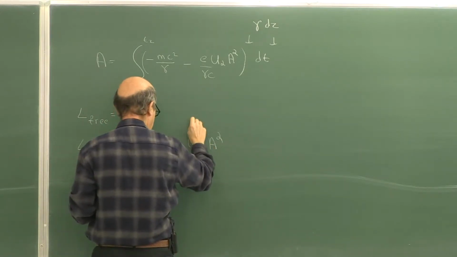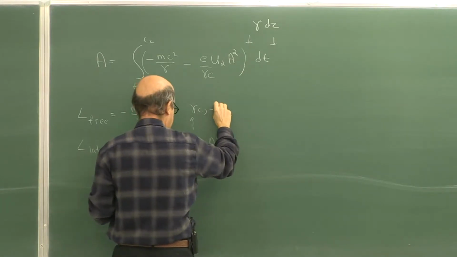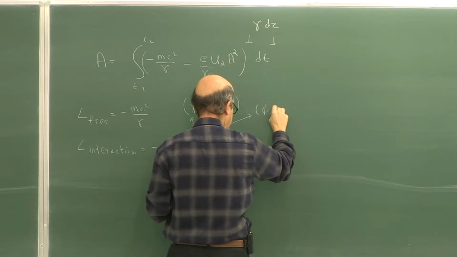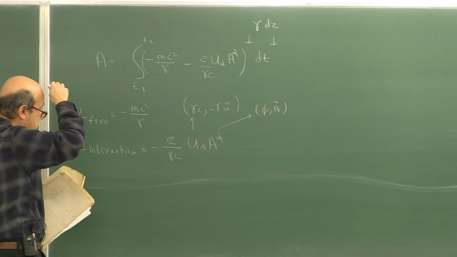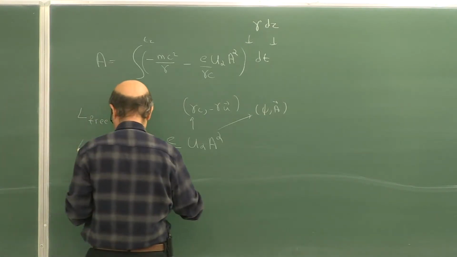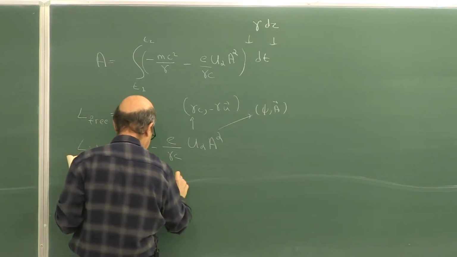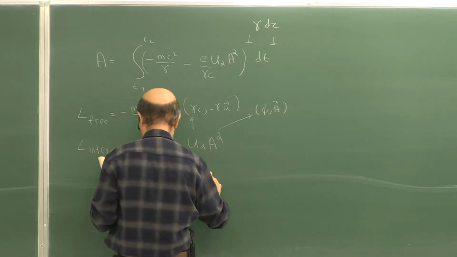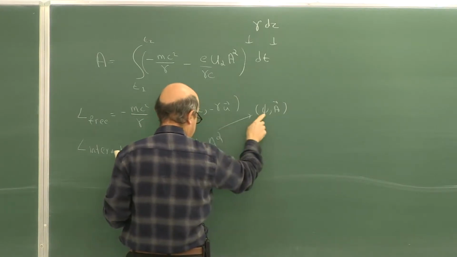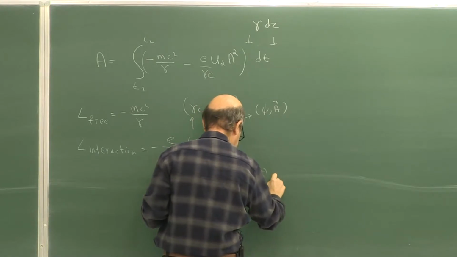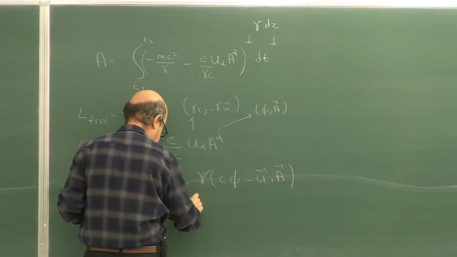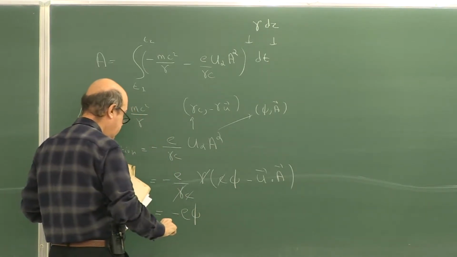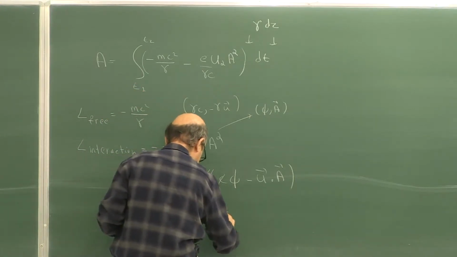And in open form, that is equal to the following. U alpha is gamma c, minus gamma u, and A alpha has the scalar potential as the time coordinate and the vector potential as the space coordinate. That scalar product gives minus e over gamma c times gamma c times the scalar potential minus u dot A. So the gamma factors will be cancelled, c will be cancelled, and we will have the interaction term as minus e times the scalar potential plus e over c u dot A.